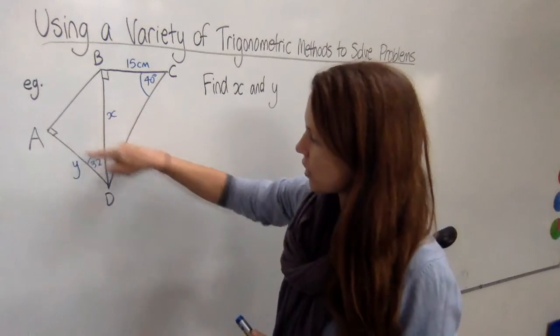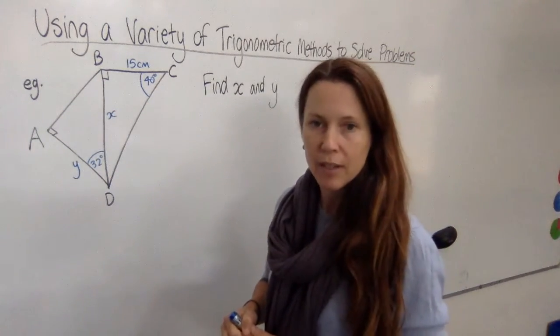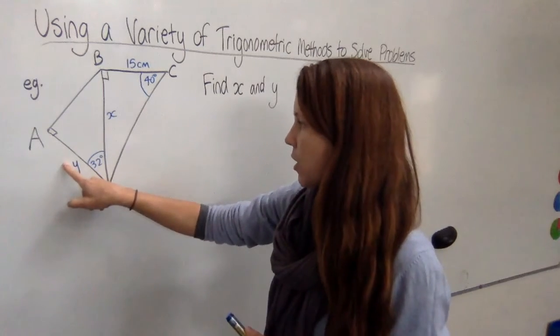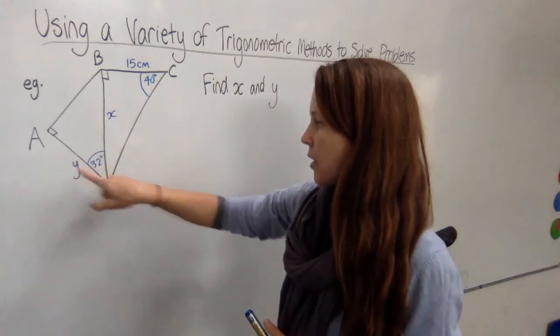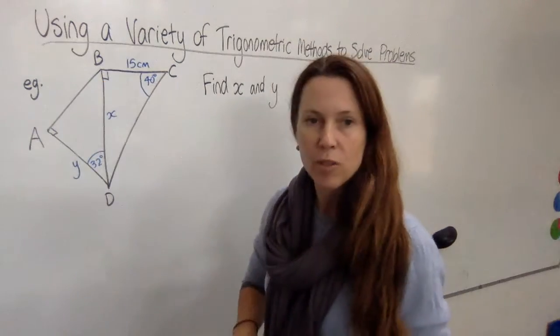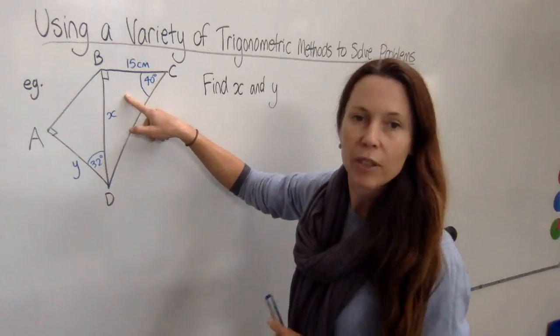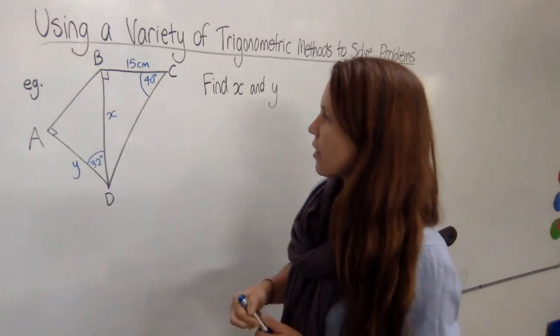Now, if you look at this triangle, there's not enough things in it that we know for us to be able to start here. So we're trying to find y, and all we know about the triangle is that it has a right angle and it has 32 degrees. Because we don't know either of the other two sides, we really can't get much from that triangle. So it's clear we need to start with this triangle, and the first thing we'll need to find is x.